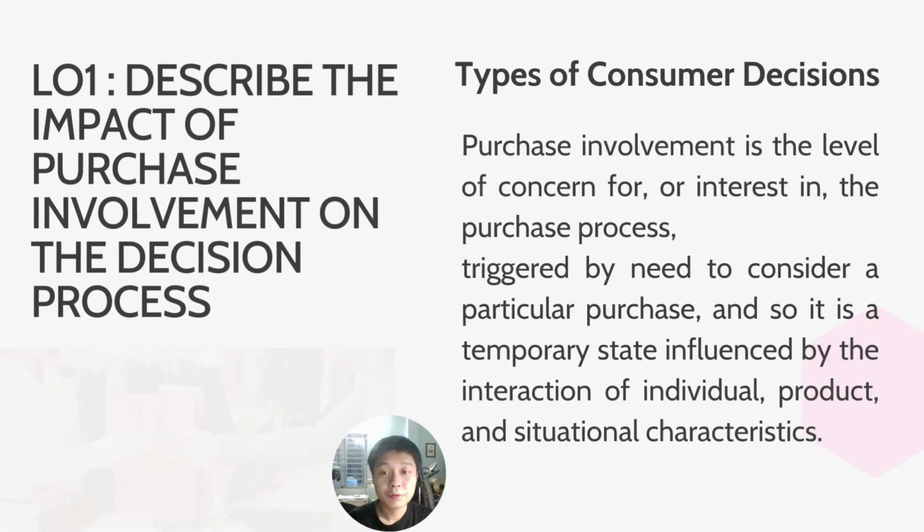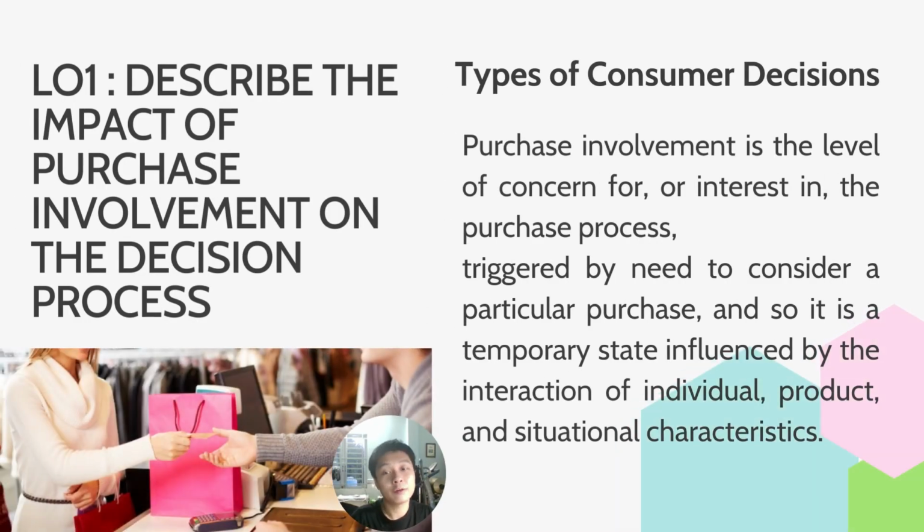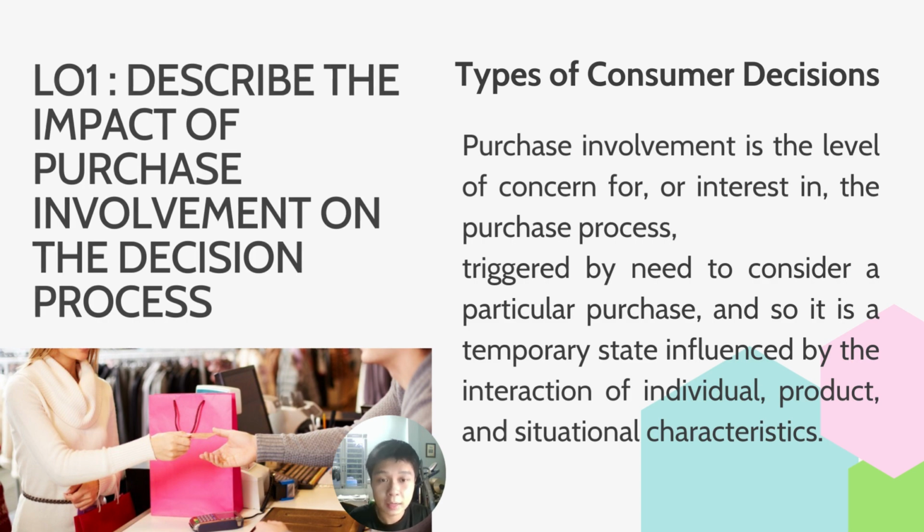Now we move to the yellow one, describe the impact of purchase involvement on the decision process. First, we define the types of consumer decisions. Purchase involvement is the level of concern for or interest in the purchase process, triggered by the need to consider a particular purchase, and so it is a temporary state influenced by the interaction of individual, product, and situational characteristics.